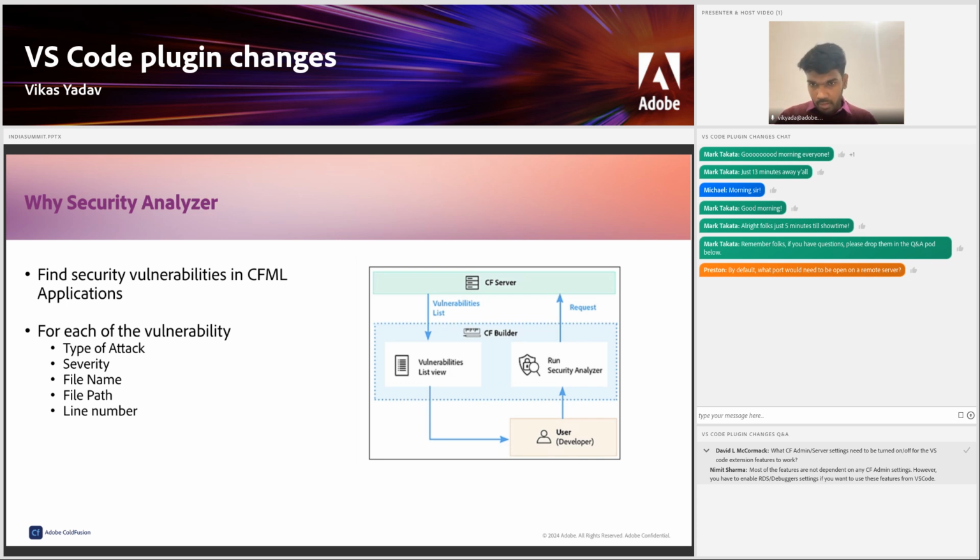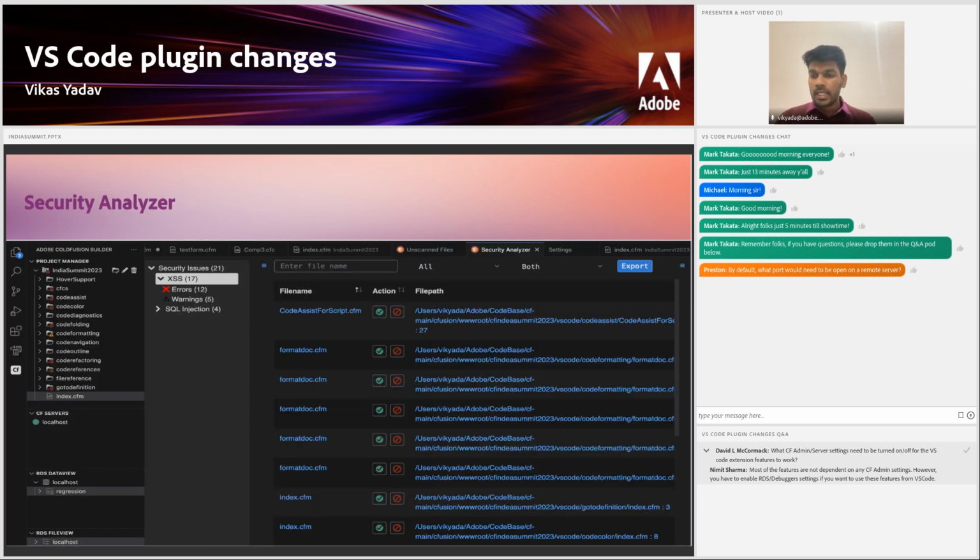So we can see the flow here. The user runs the security analyzer. The request goes to the ColdFusion server. The ColdFusion server identifies all the vulnerabilities with your application. Then VS Code lists all the vulnerabilities, and it will give suggestions to mitigate those. As you can see, this is one result of running a security analyzer on a project. I'll be showing you how to run a security analyzer.